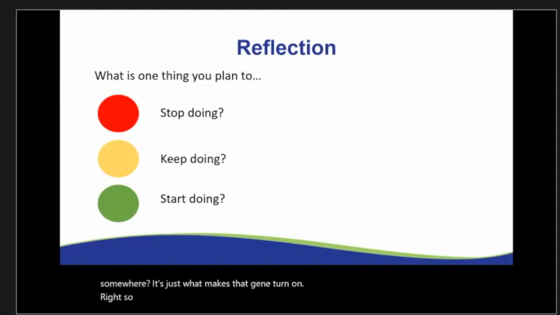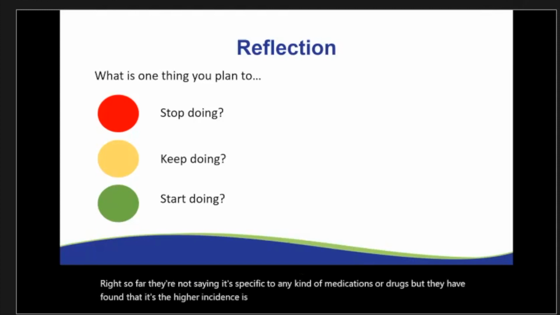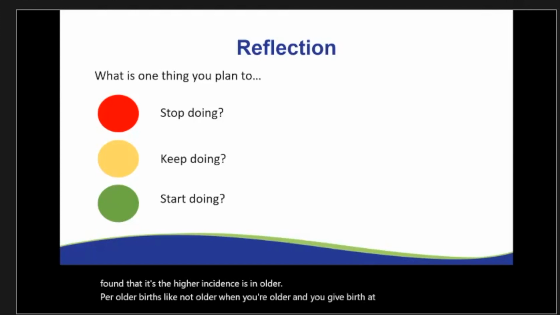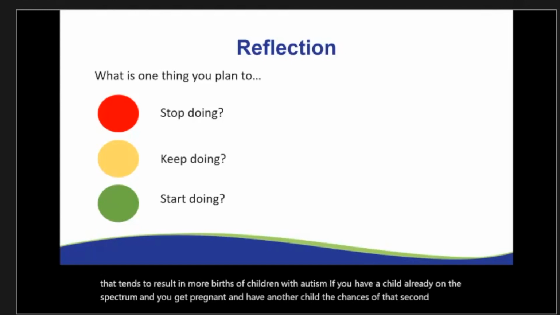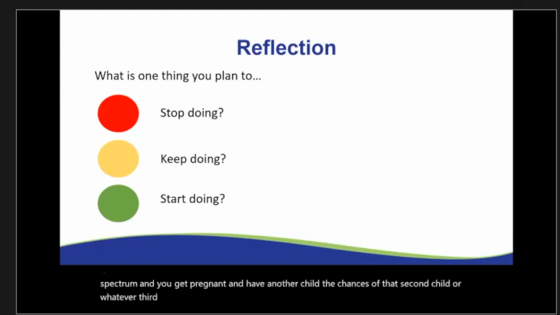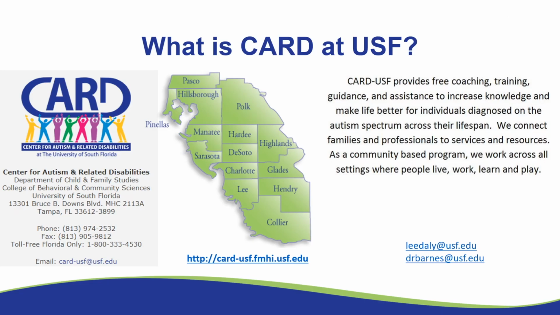So far, they're not saying it's specific to any kind of medications or drugs, but they have found that the higher incidence is when you give birth at an older, advanced age. That tends to result in more births of children with autism. If you have a child already on the spectrum and you have another child, the chances of that second or third child having autism go up by more than 50%.